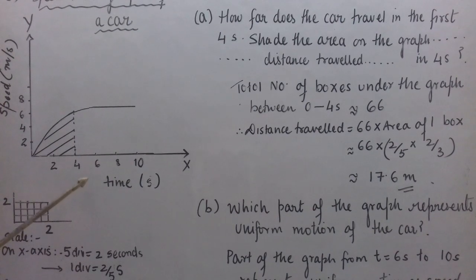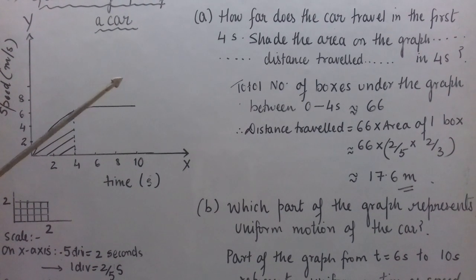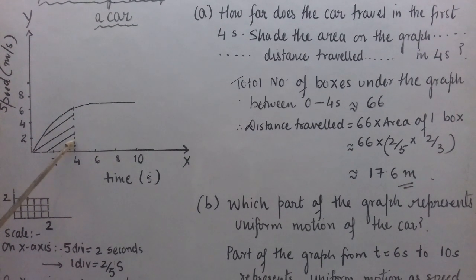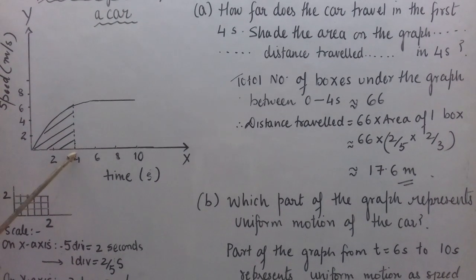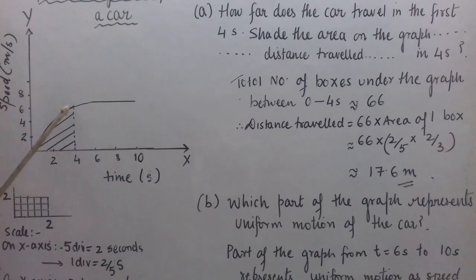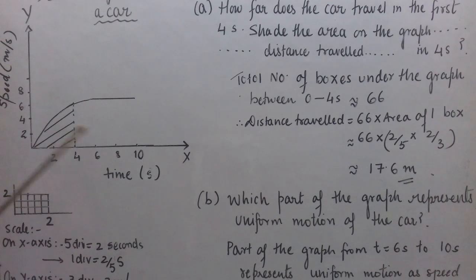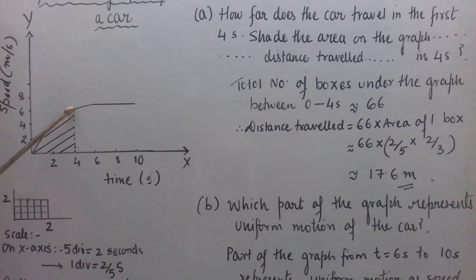We know that area under speed time graph gives us the distance travelled. So to find out the distance travelled in the first 4 seconds, from 4 I have dropped a perpendicular. I have drawn a perpendicular at 4 on the time axis and I have seen where it intersects the graph.